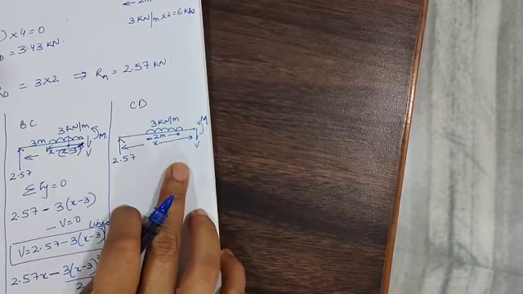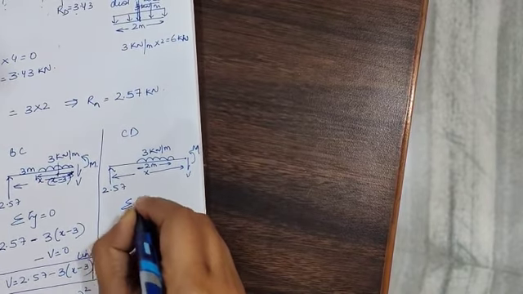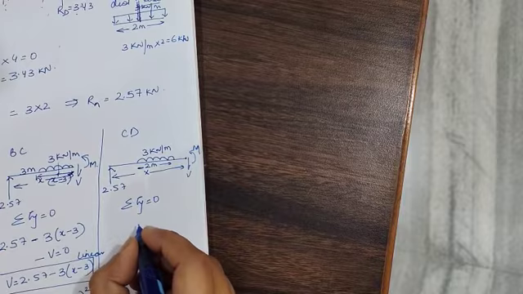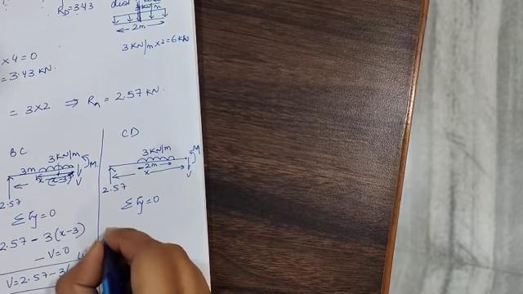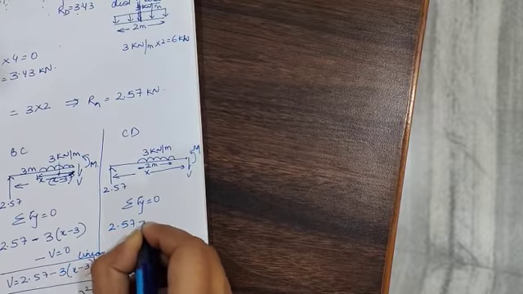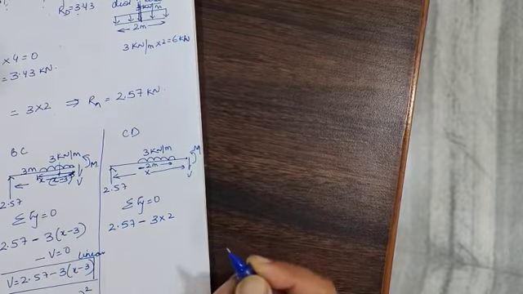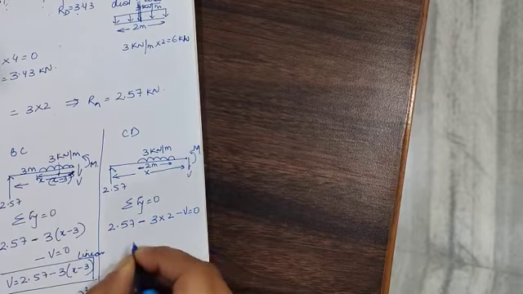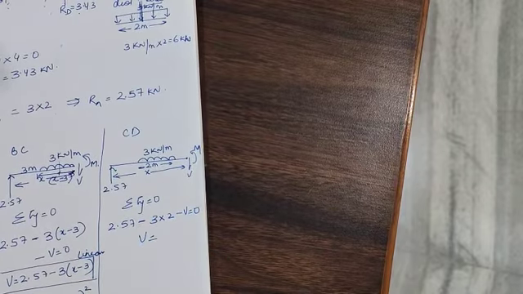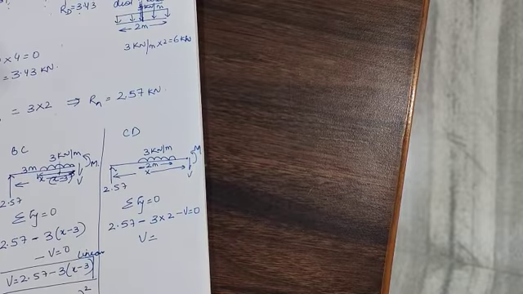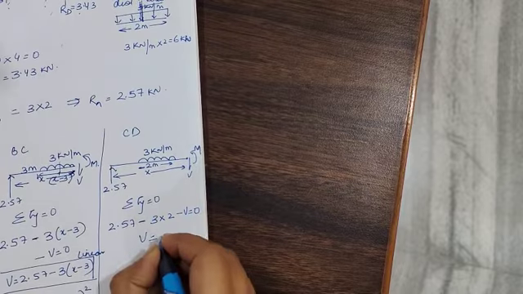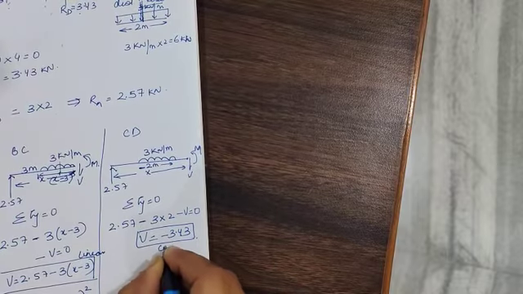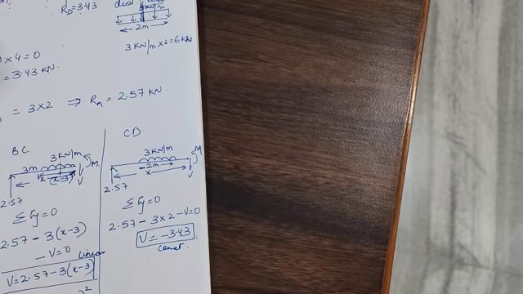Coming to the third section. Again, summation Fy equal to 0. Your equation will become 2.57 minus 3 into 2, because the complete load has already come, minus V is equal to 0. So V will become 3 minus 3.43. So it means shear force is constant in this section.